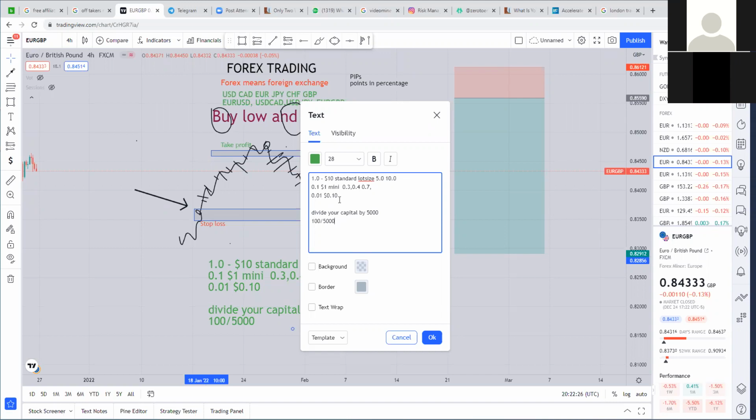But if you want to start using stop loss, I calculate by dividing 100 by 5,000, and then your risk management is top notch.